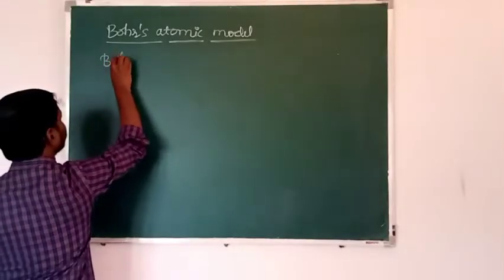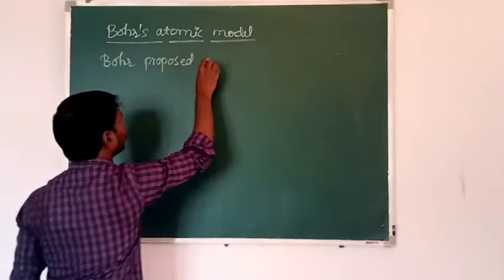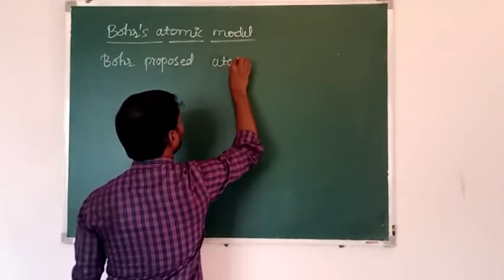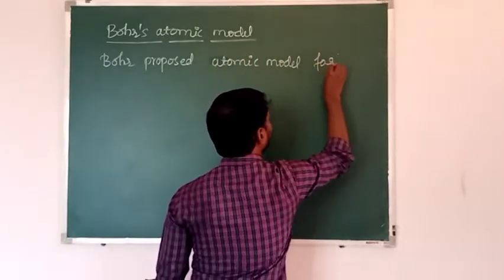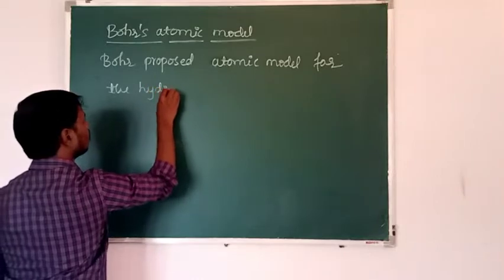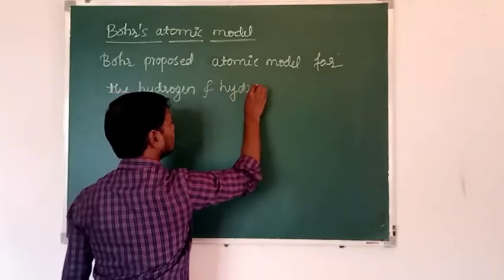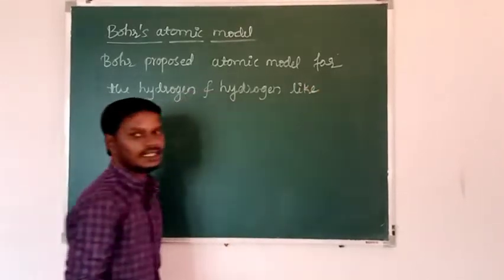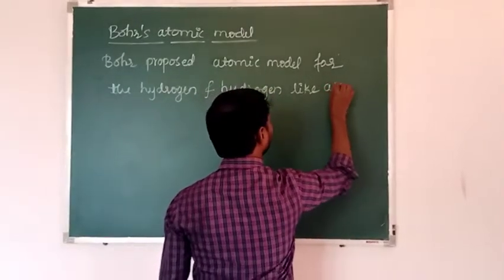Bohr proposed an atomic model for the hydrogen atom and hydrogen-like atoms. So what are the examples for hydrogen-like atoms? Singly ionized helium, doubly ionized lithium. So hydrogen-like atoms, what are those?